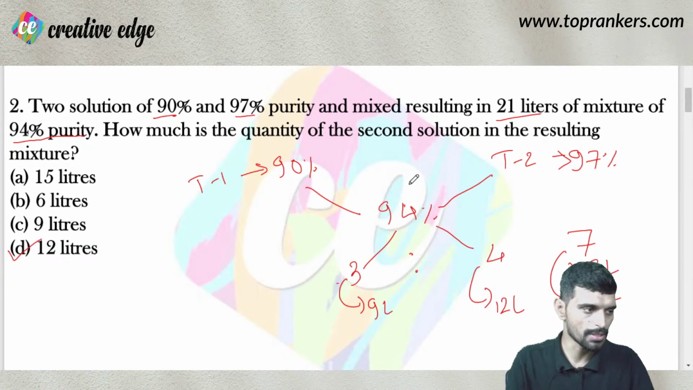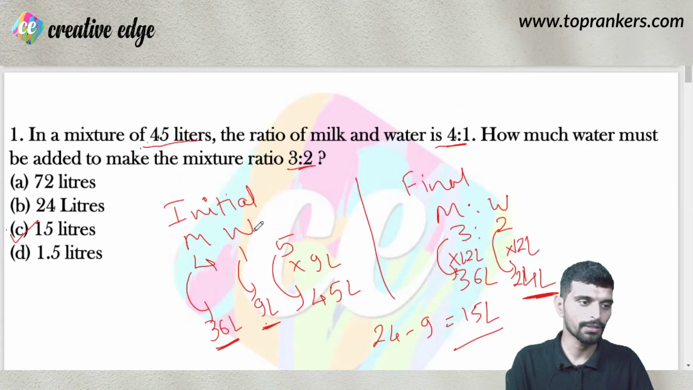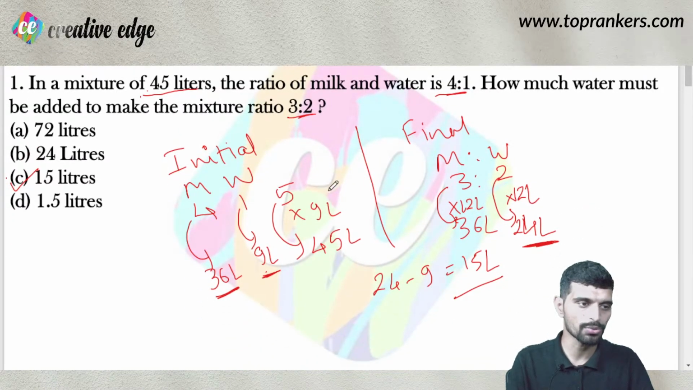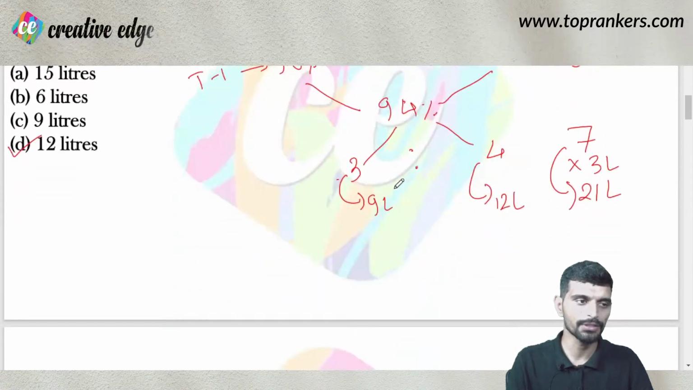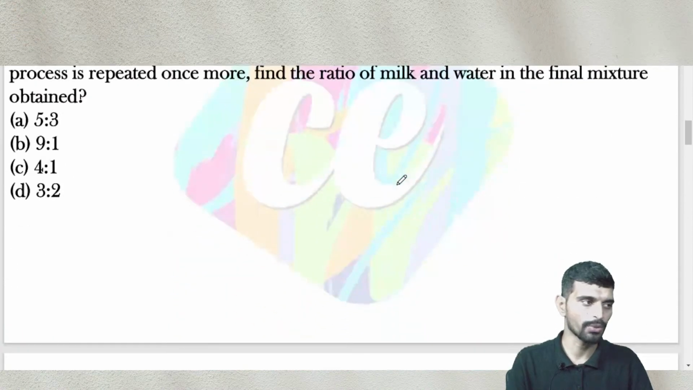So this is it for question number 2. We have covered two different varieties. In the first question we identified the ratios and did it with the ratio approach. Here we did it with the allegation approach. So let us see the next question.